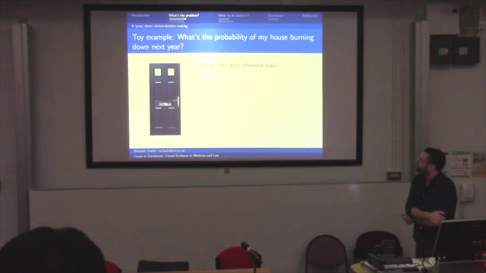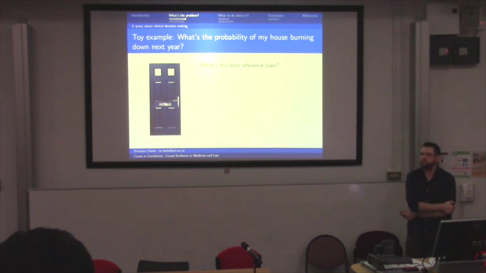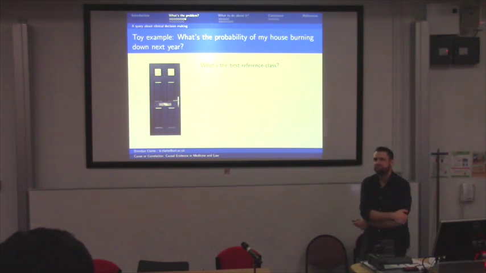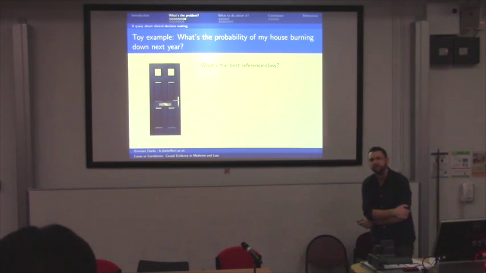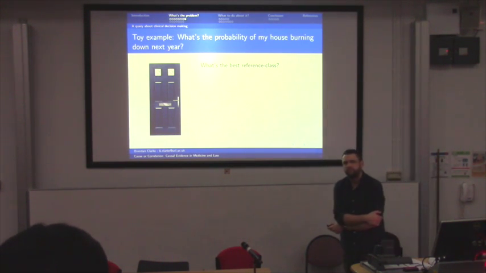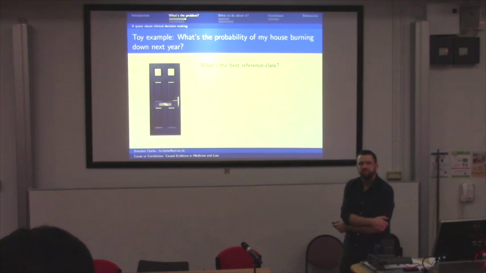So, a nice example. What is the probability of my house burning down next year? Does anyone want to have a go? A guess? Roughly? Well, all right, how do you go away and find out? How can you make an evidence-based prediction? Any ideas?